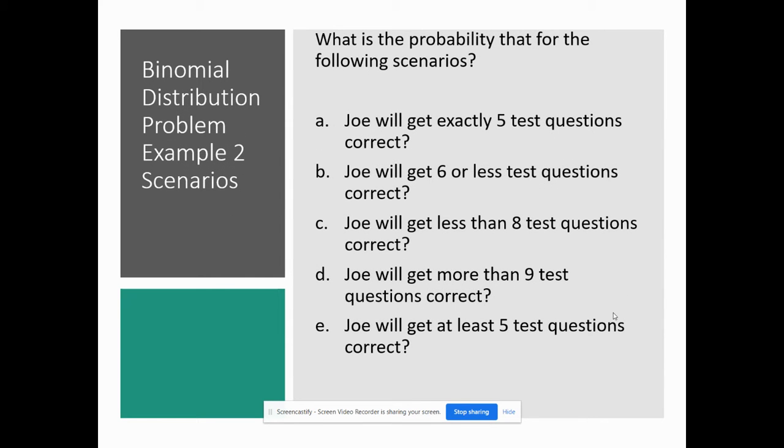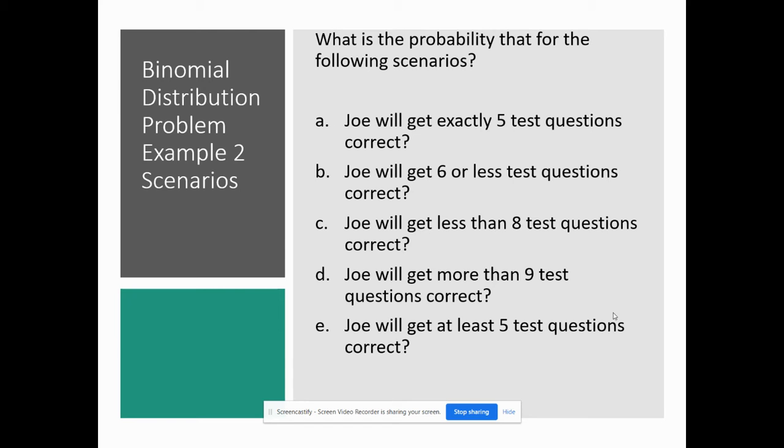All right, so let's do some probabilities for the following scenarios. So remember what we're talking about. N is 12, success was 0.6, and failure was 0.4. Okay, so I have 5 questions here. Joe will get exactly 5 test questions right. He will get 6 or less correct. Joe will get less than 8 correct. Joe will get more than 9 questions correct. And Joe will get at least 5 test questions correct.